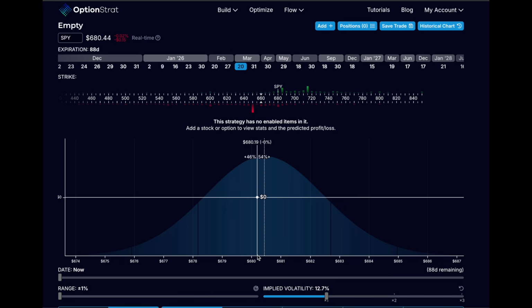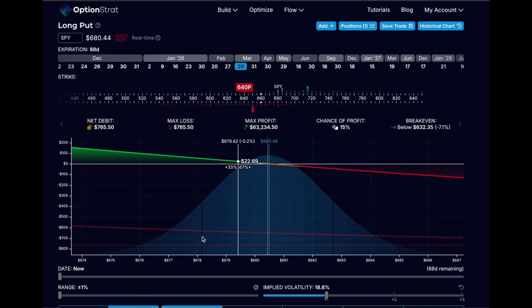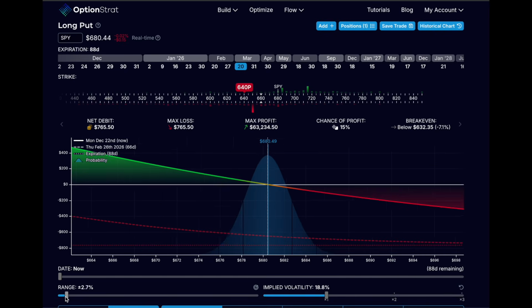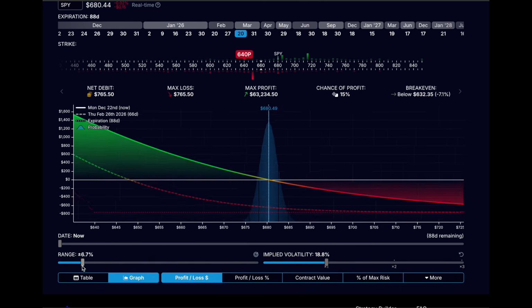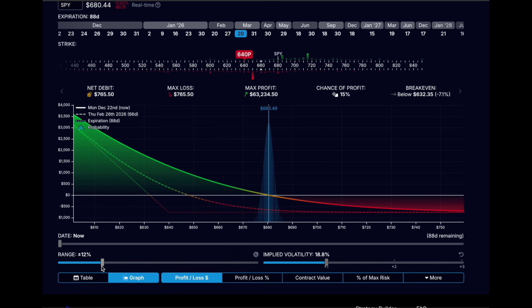So let's begin by selecting our long put. For the purposes of this example, let's assume that I want to purchase a put option at the 640 strike price. So I'm going to buy the 640 strike put option, and we're going to increase the range here. And first, let's just take a look at the characteristics of a long put.